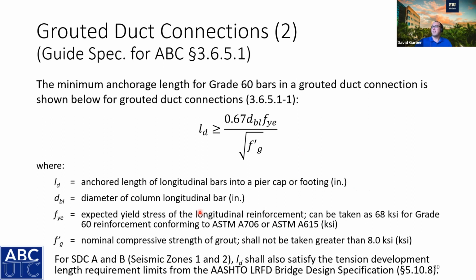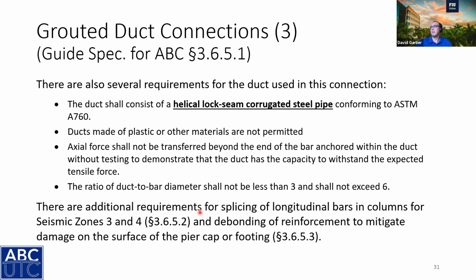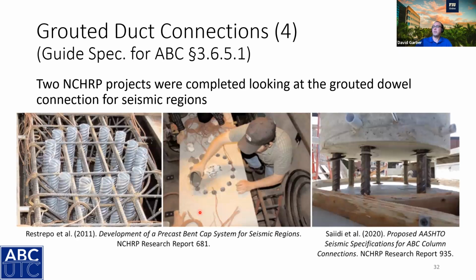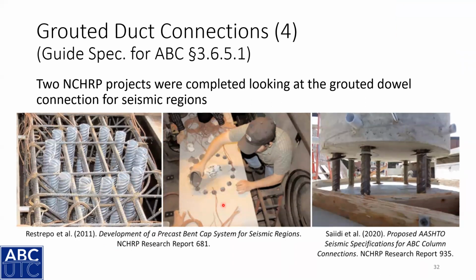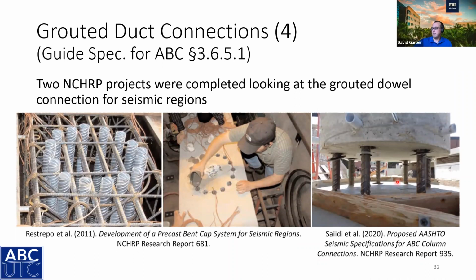But there are equations that are specified in the guide spec for ABC, so I'd highlight that here for development length, and some other details on what type of duct you should use and filling material and things like that. So this work is based on a couple different research projects, so I try to highlight that here. You can see the actual duct in here and then backfilling with the grout to connect them and see what it looks like.